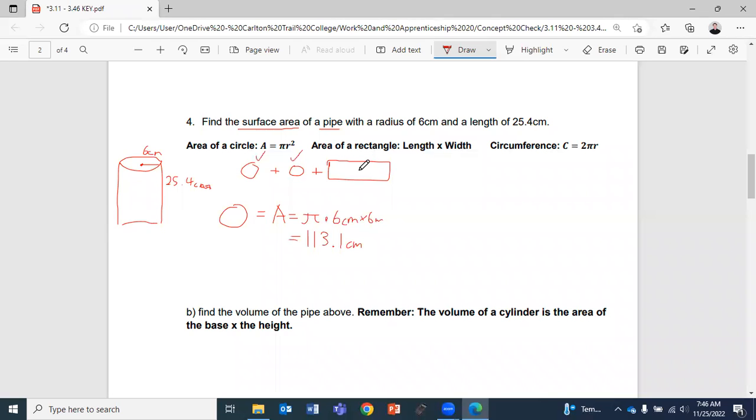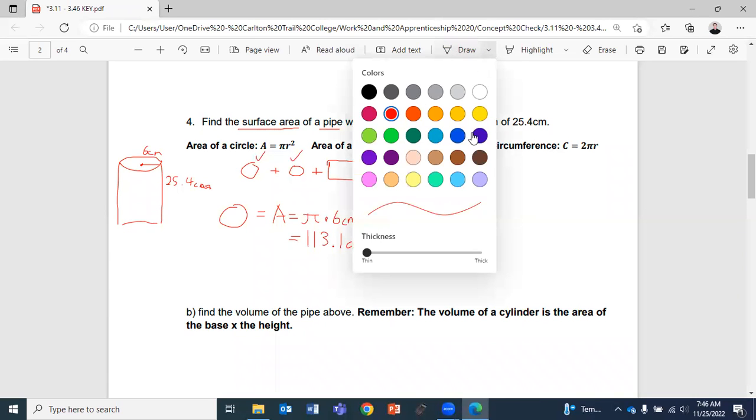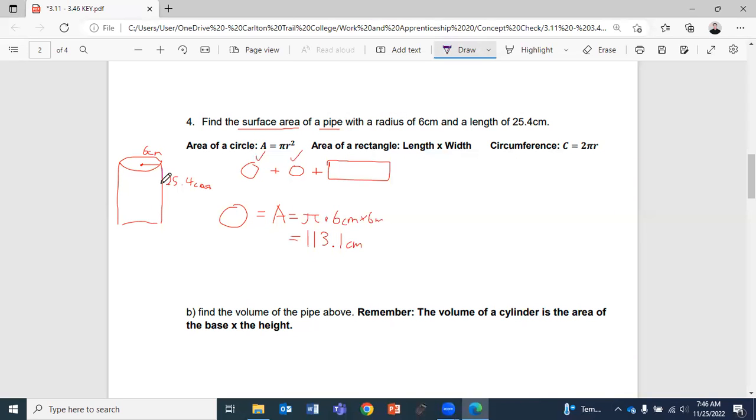So now what I need to do is my rectangle. Now, this is where most people made a mistake. Remember, for the rectangle, look at what I'm doing in blue here. I have my length, which is this part here. I'm good here. This is 25.4. I don't have the width of it though. I need to have the width of this. Remember, a cylinder is just a rectangle that's kind of rolled up, right? So the width of my rectangle is this thing of the circle. That is the circumference. And how do I find the circumference? C equals 2 times pi times r.